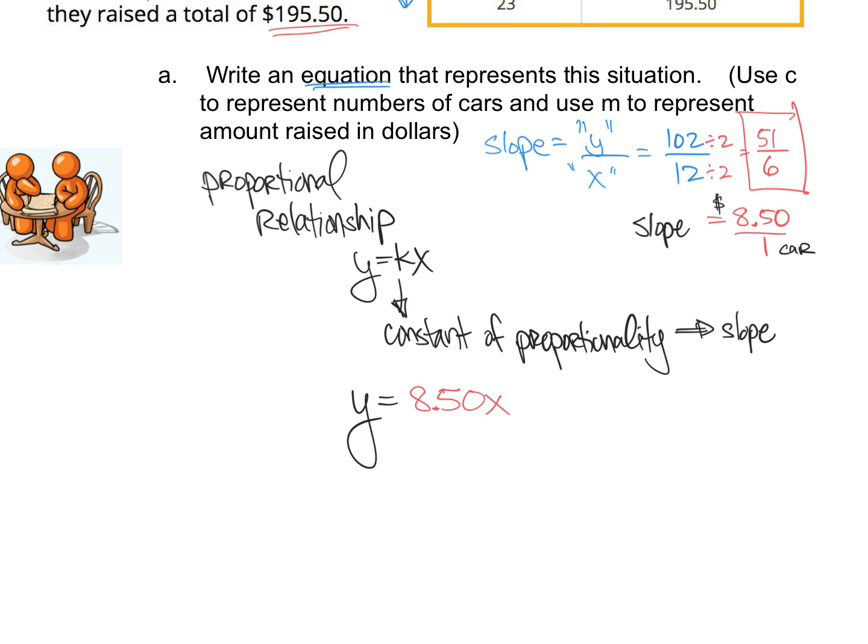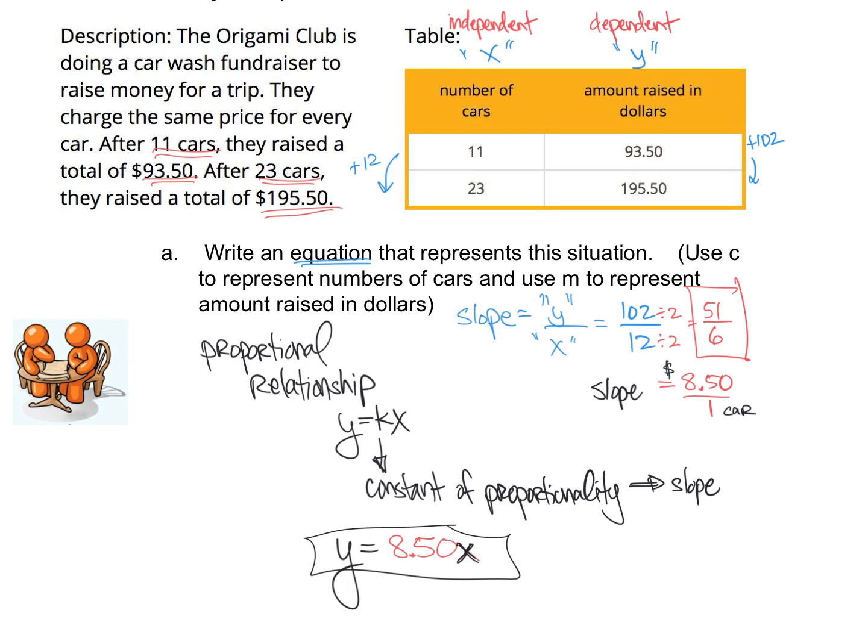So x is an indicator. Hey, by the way, the slope is sitting next to me. But this would actually be the equation. Let me put that in black. Okay. So this is the equation of the situation of the origami club washing cars to make money. So every car that they wash, they get $8.50.